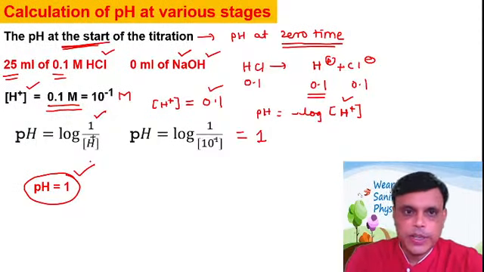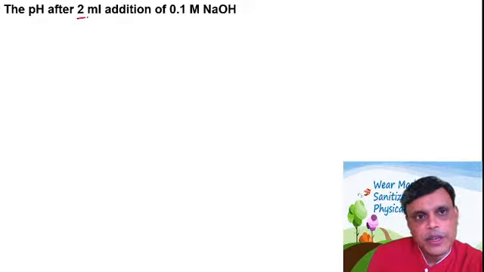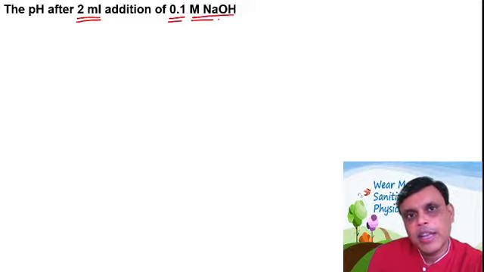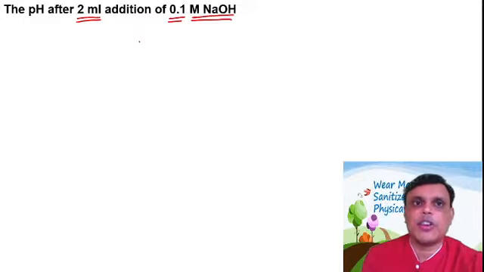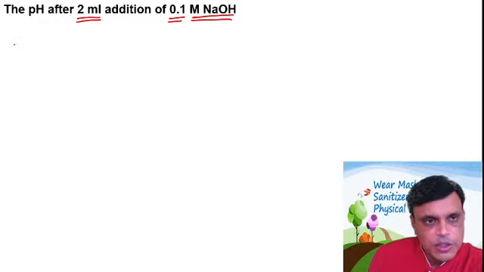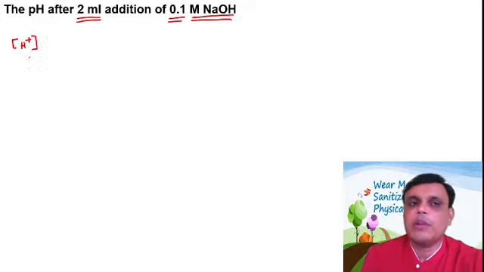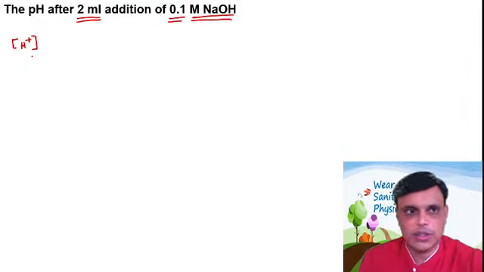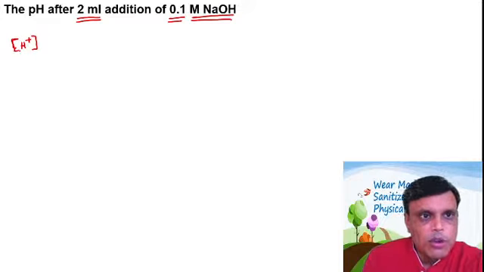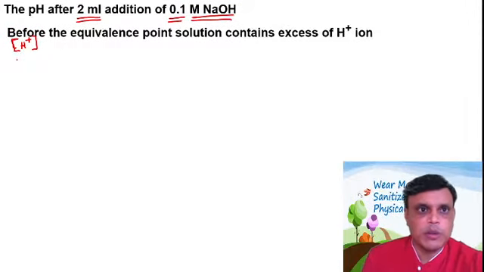Now we will go to the next point. Now the pH after 2 ml addition of 0.1 molar NaOH. Now we will calculate the pH of the solution after the addition of 2 ml of 0.1 molar NaOH. First we have to calculate the H plus ion concentration, and once you know the H plus ion concentration, you can calculate the pH, because pH is equal to negative log of H plus ion concentration. So first of all you have to calculate the concentration of H plus ions in the given solution. So before the equivalence point, what will happen?